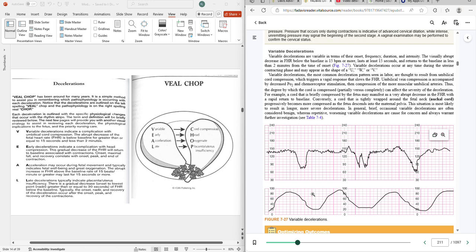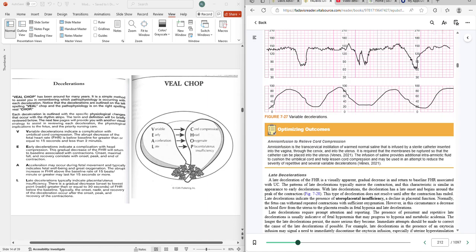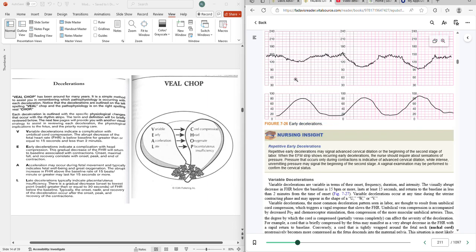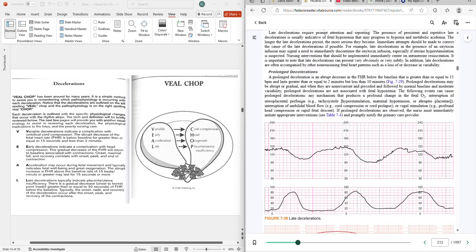Variables, this is on page 211 in your book. Variables look like a V, okay? So they are okay. You just need to watch them, all right? And then we have lates. Now the lates start at the peak of the contraction, okay? So this is how we tell the difference between an early, which mirrors it, right, and a late. So a late starts at the peak of the contraction. You see how it starts going down when the contraction's all the way up? Okay, this is a late decel.